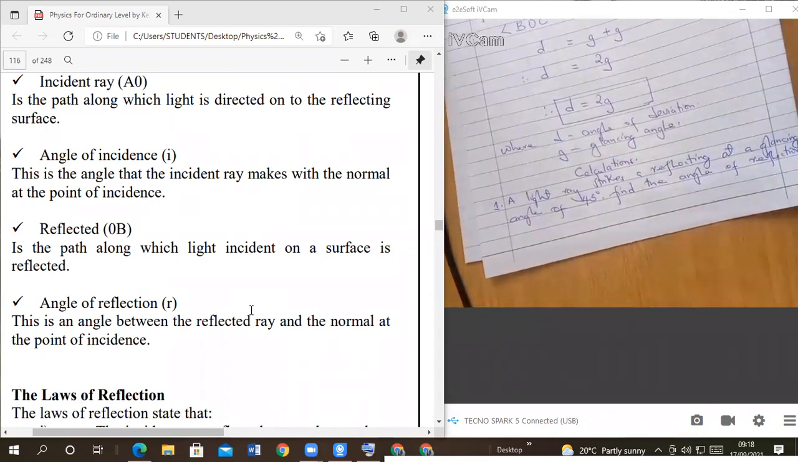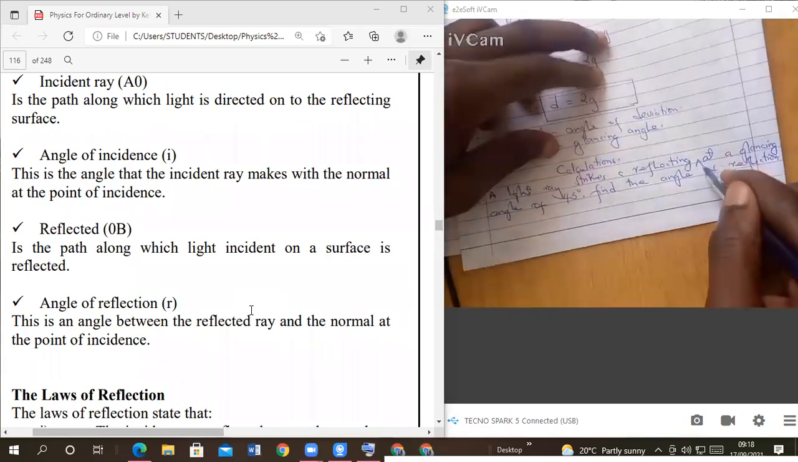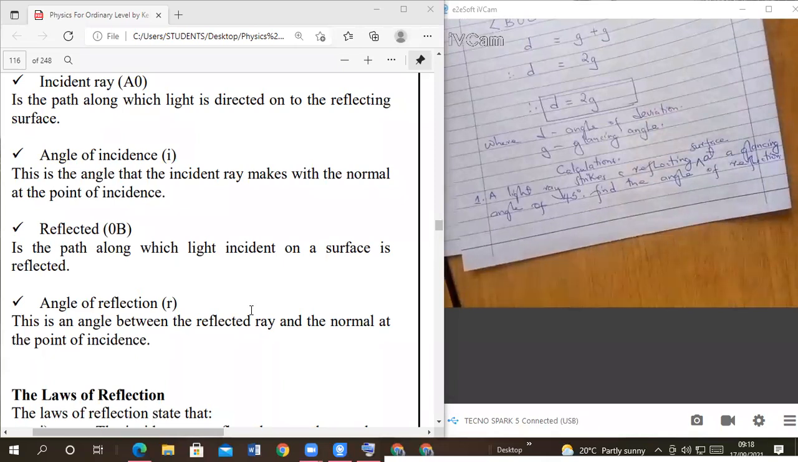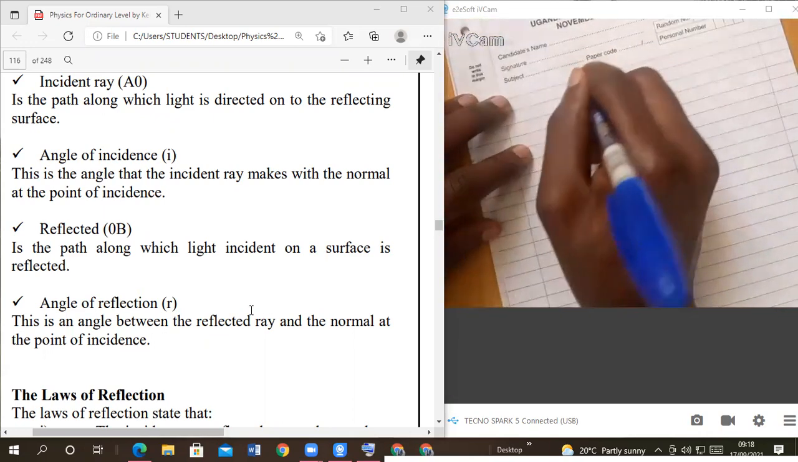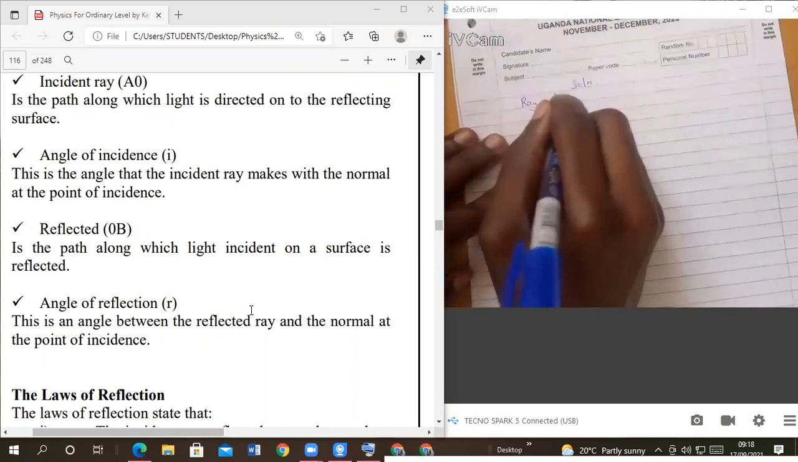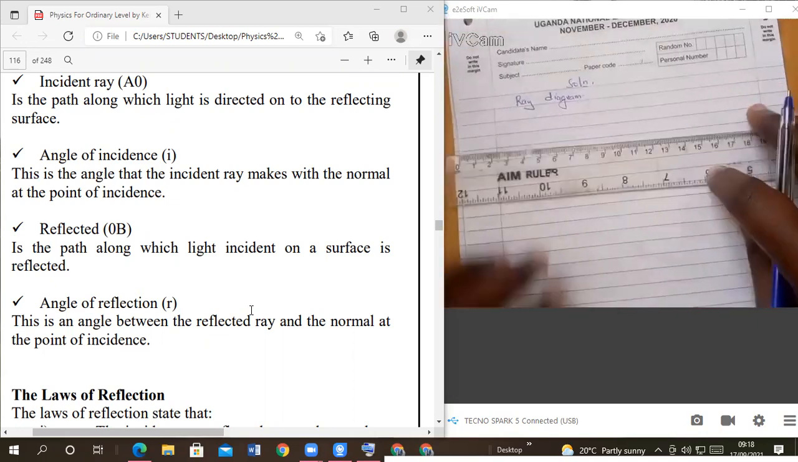Are you together, members? Yes, that's the question. A light ray strikes a reflecting surface at a glancing angle of 45 degrees. Find the angle of reflection. So the first thing you do here is start by sketching a ray diagram. So let's draw our ray diagram there.